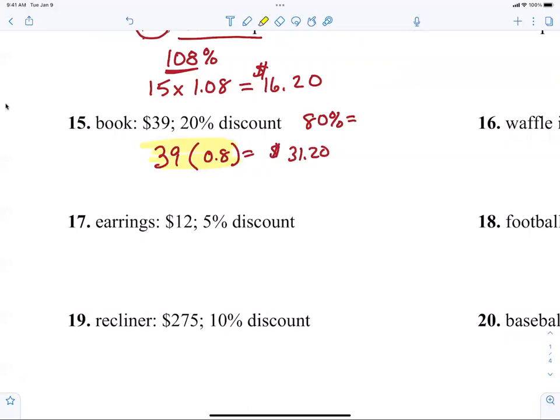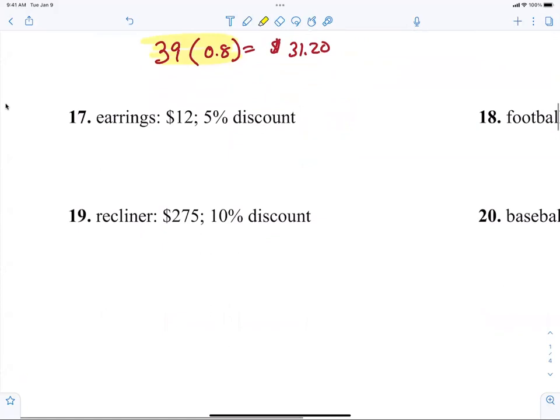So Mikey, what am I doing for 17? So 100 minus the discount. So 12 times 0.95. Exactly. 12 times 0.95. That's $11.40. Somebody said $11.40. I need everybody to confirm 11.40. Is that correct? Also, do you have a pencil? Yeah, I got one.